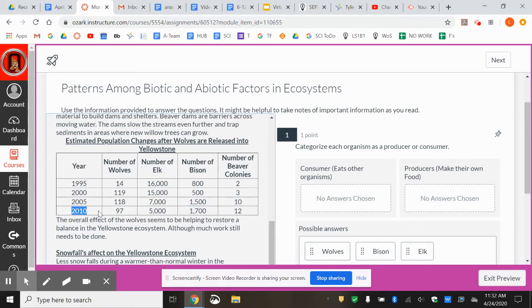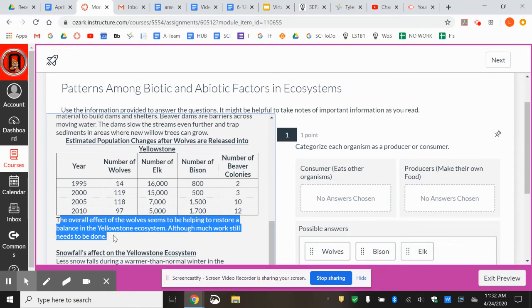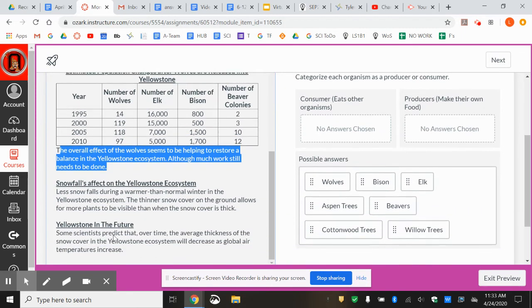So in 2010, it's been 15 years since the release of those wolves. Now there's a few less, only 97, still quite a few. There are only 5,000 elk, so that number even dropped a little farther, not nearly as drastically though. 1,700 bison, and 12 beaver colonies. That's quite a difference in a 15-year span. The overall effect of the wolves seems to be helping to restore a balance in the Yellowstone ecosystem, although much work still needs to be done. Ideally, they probably want to see some different numbers.